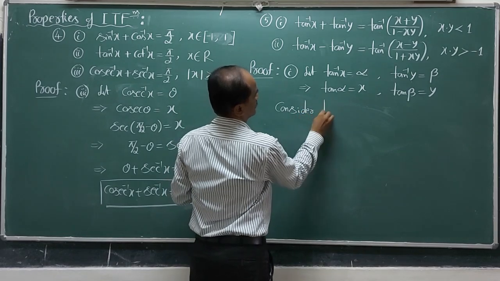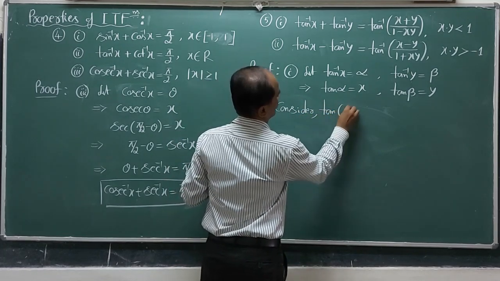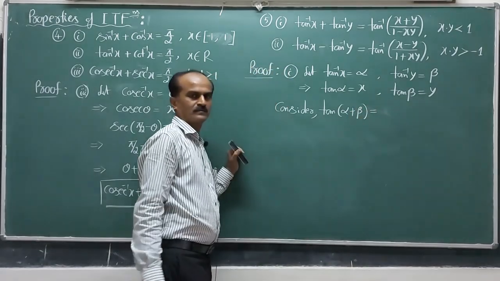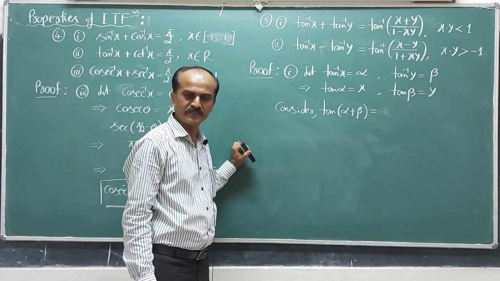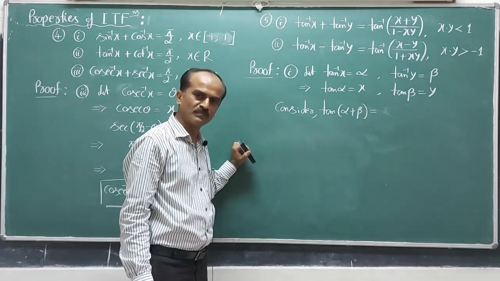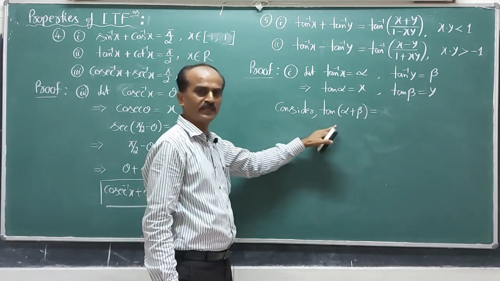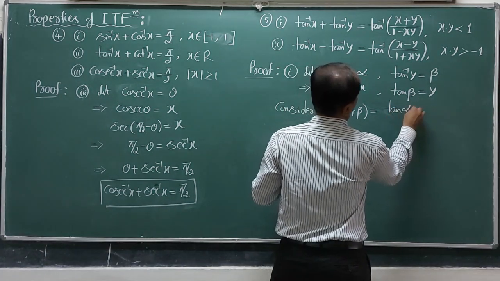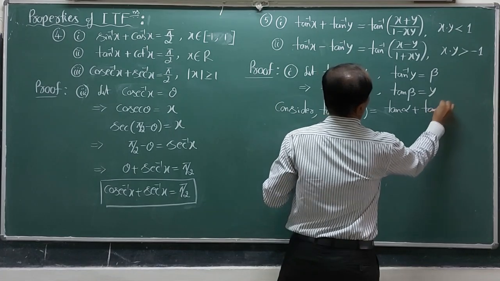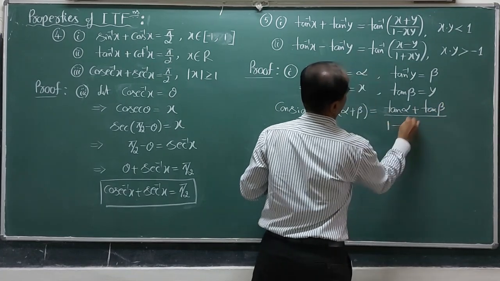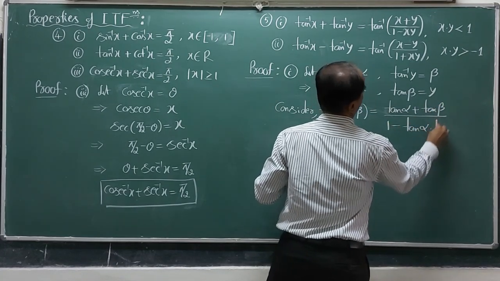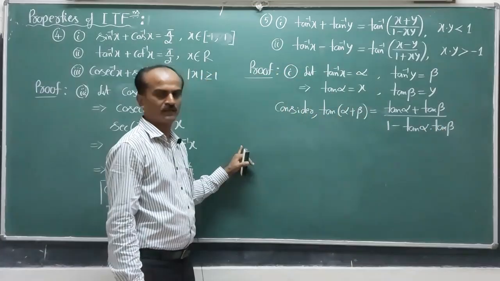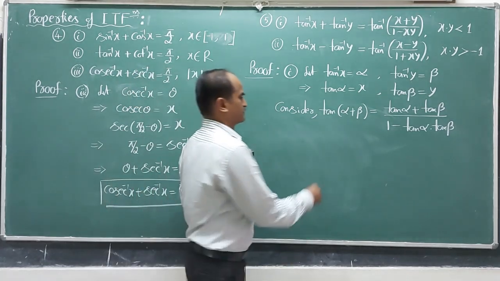In order to get that result, I consider tan of alpha plus beta. Standard result: tan of (a plus b) is (tan a plus tan b) by (1 minus tan a into tan b). Instead of a and b, we have alpha and beta. So it is tan alpha plus tan beta divided by 1 minus tan alpha into tan beta. Now use inverse function.